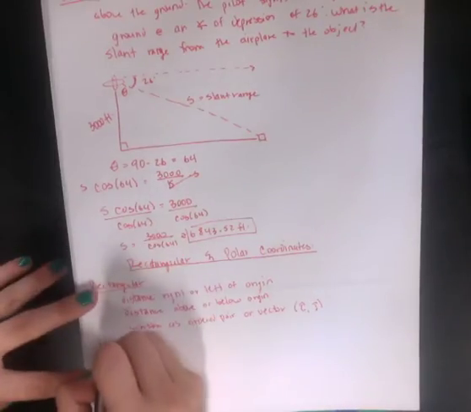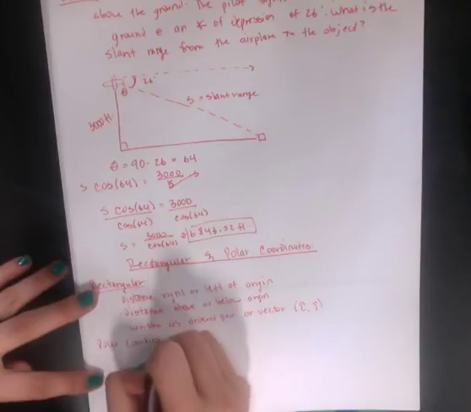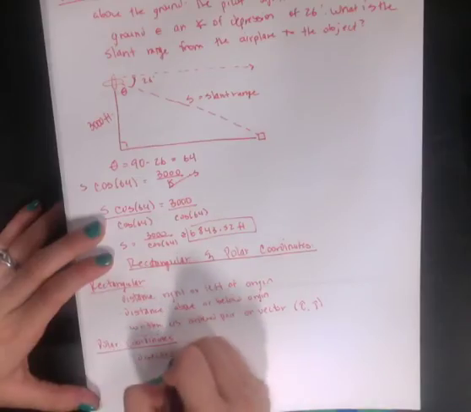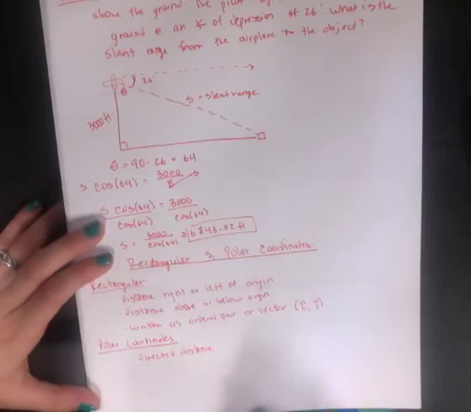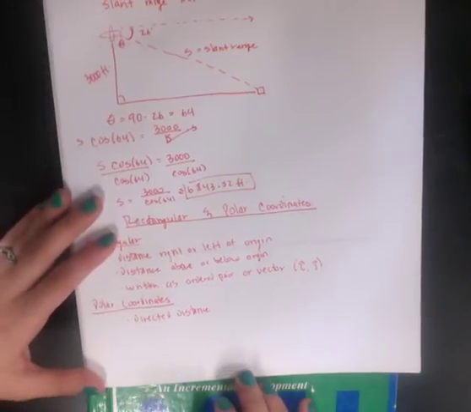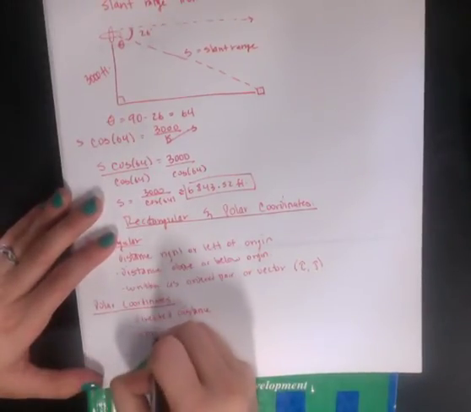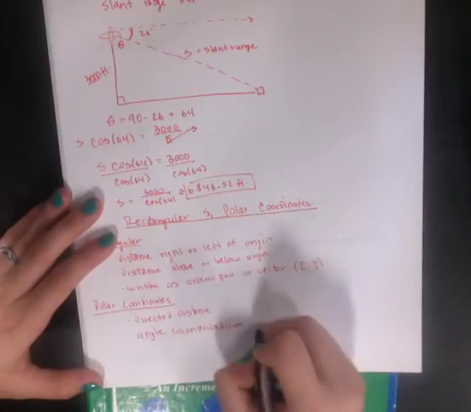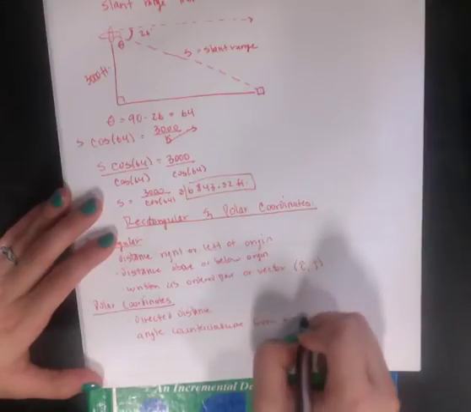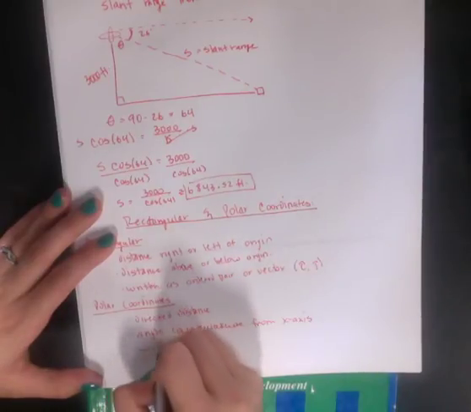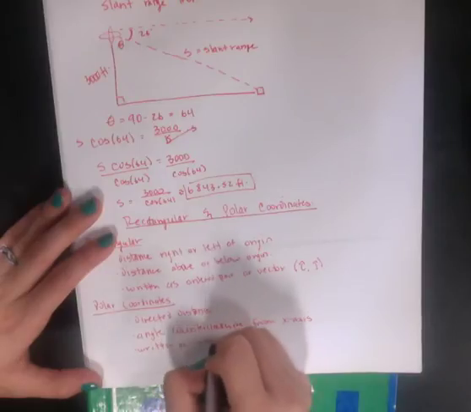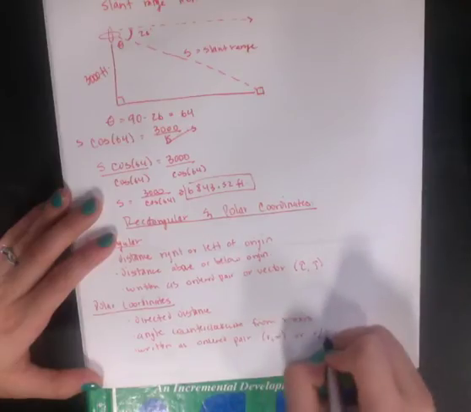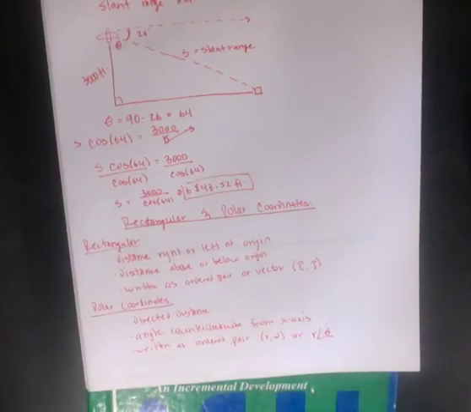Okay, polar coordinates are a directed distance and an angle counterclockwise from the x-axis, that's my theta, and it is written as an ordered pair (r, theta).